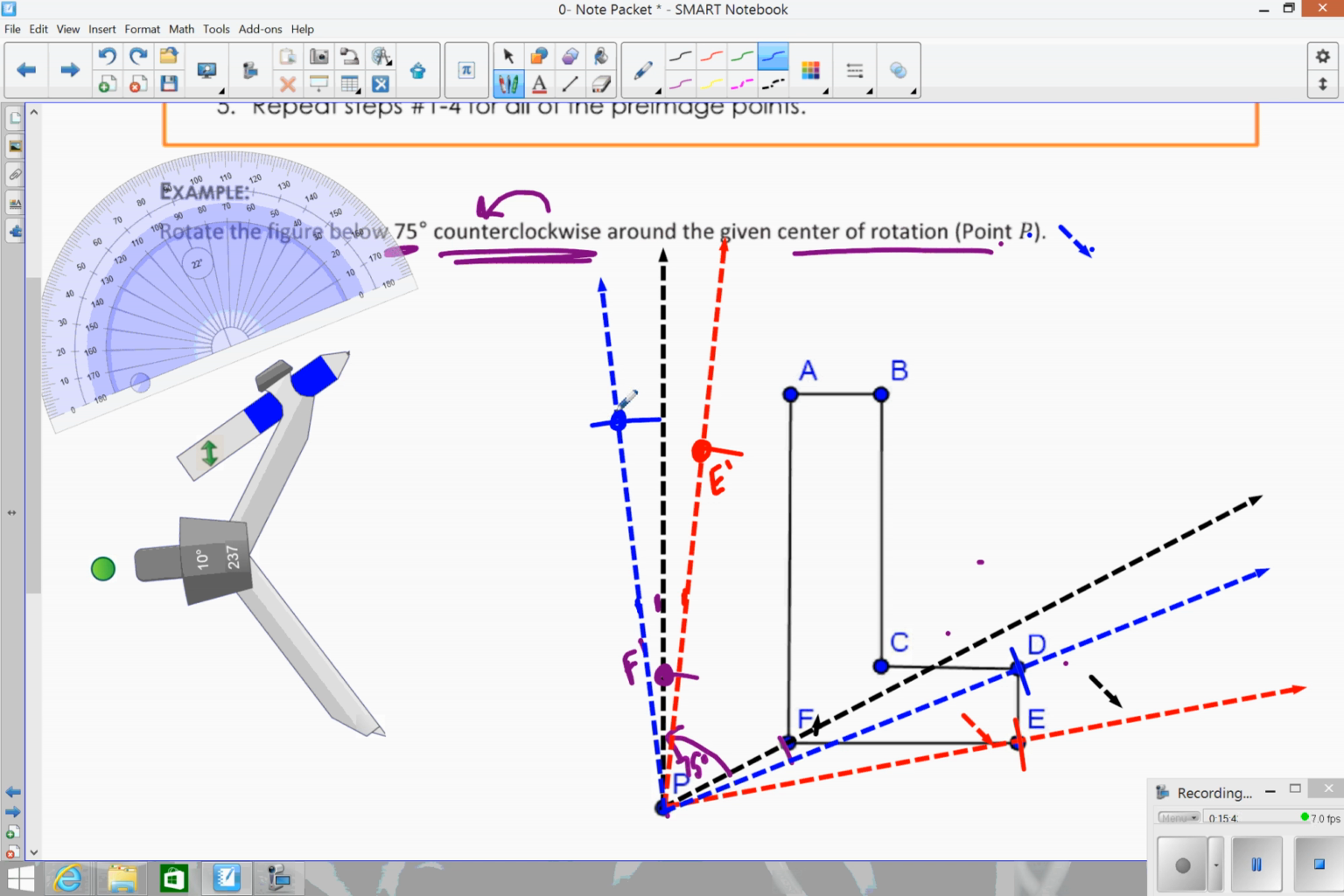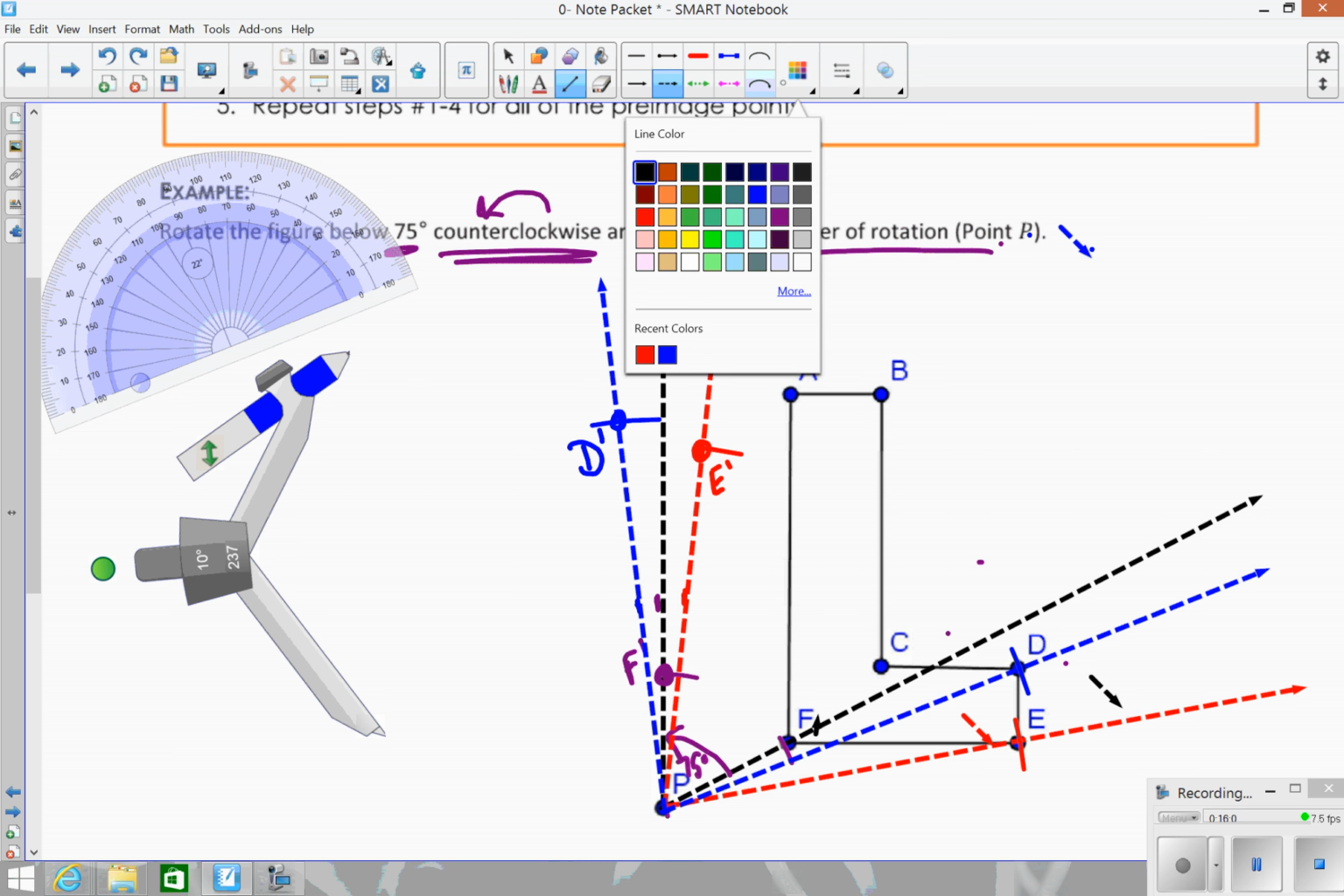So then you just keep repeating this process for all the points. If you feel like you can figure out the rest on your own, you don't have to continue watching. You can pause the video and finish it up. When you're all done, you're just going to connect, and you should have an L shape that's turned 75 degrees. I'm going to keep going in case you need the guidance through it. Otherwise, go ahead and pause the video and then just check your final image to see if it matches.